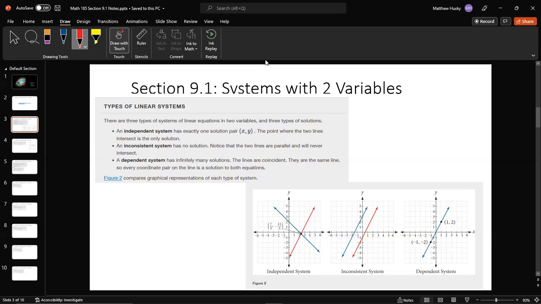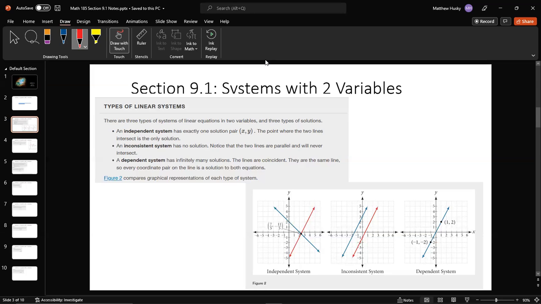The last possibility you could have is what's called a dependent system. And basically, through some quirk, it turns out that the two equations you have end up describing the exact same line. So if you were to graph the first equation, and then if you were to graph the other equation, they would basically line up right on top of each other, and you wouldn't be able to tell the difference between them. And it would just look like one line because the two equations of the lines describe the same thing. And so that would mean that there are infinitely many solutions.